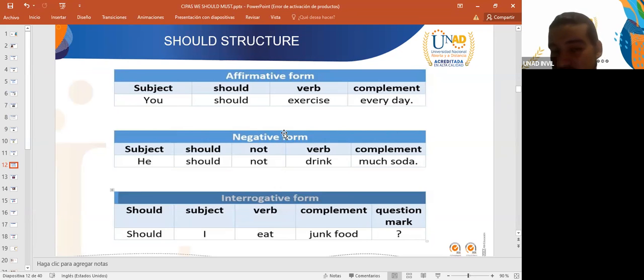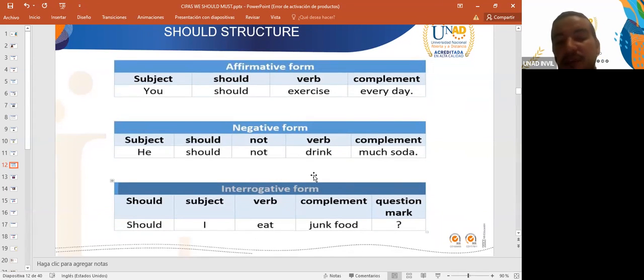But also we have the negative form, which is pretty alike to the previous form. We have the subject, which is he. We have should, and we have the negative form, not. He should not drink much soda. Entonces, la misma cuestión, si queremos hacer frases negativas, lo mismo con should, lo único que tendríamos es que agregar la partícula not. He should not drink much soda. No debería tomar tanta gaseosa.